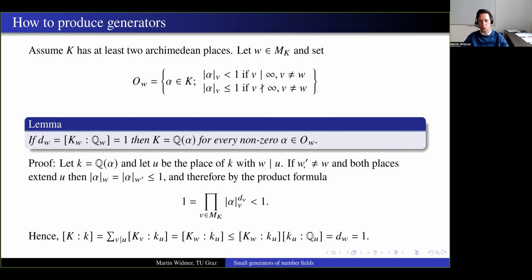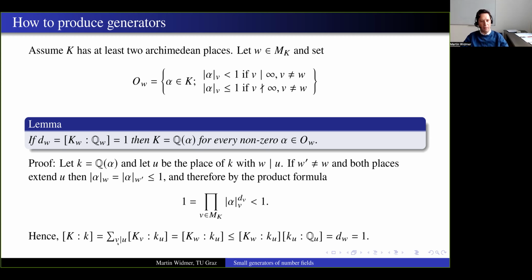Because if it had two extensions, W prime and W, then clearly, because of this identity, the absolute value of alpha at W and at W prime is equal. It follows that all absolute values of alpha are bounded from above by 1. But at least one of them must be strictly smaller than 1, because we have at least two Archimedean places. So this gives you the right-hand side. This product is strictly smaller than 1, but by the product formula, it is equal to 1. So a contradiction, and hence W is really the only extension of U to capital K.